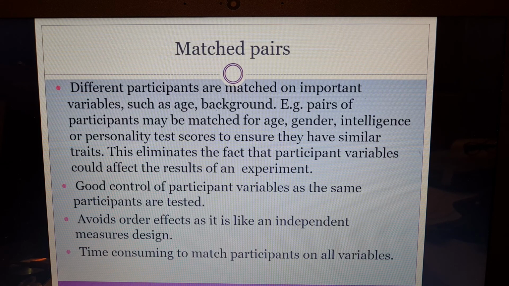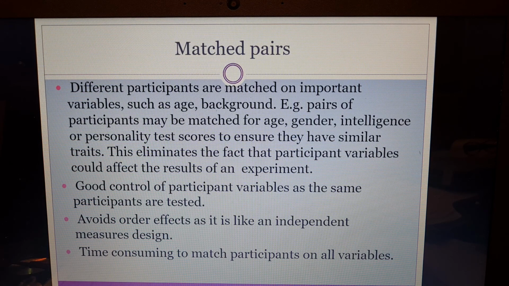With a matched pairs design then, different participants are matched on important variables such as age, background, etc. So we're basically in a matched pairs making sure all our participants have something in common. So it could be similar age, and same amount of genders, intelligence score, personality test scores. So we're making sure that they have similar traits. And the reason for doing this is for eliminating the fact that individual participant variables could affect the validity of an experiment. This matched pairs enables good control over variables.